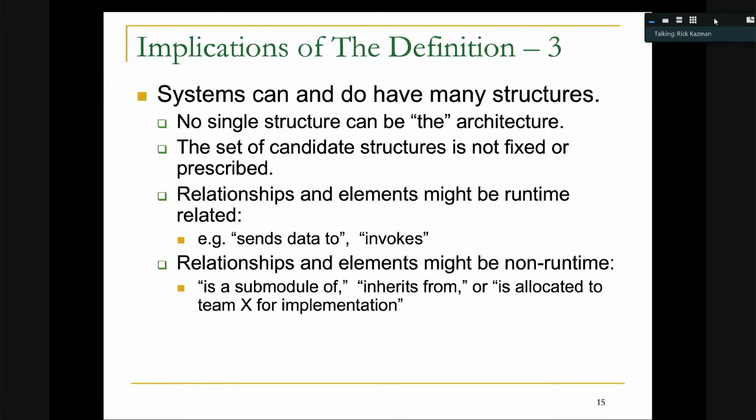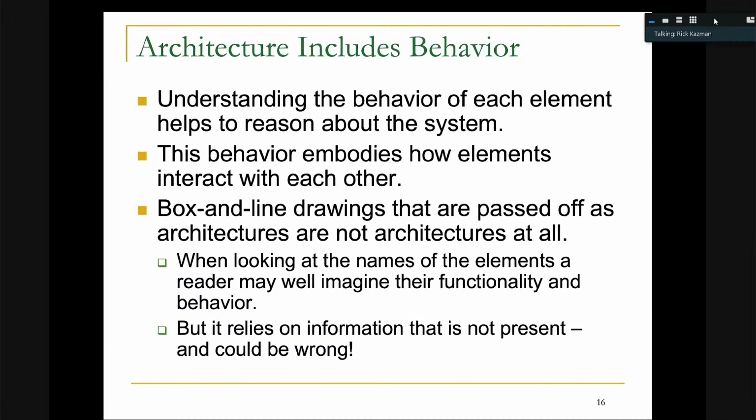The relationships between them may be runtime relationships, A calls B, or they may be non-runtime, A inherits from B, or A depends on B. Also, architecture includes behavior. So it is often the case that you need to understand how elements interact with each other, that aspect of their behavior, something that you would capture perhaps in a sequence diagram, to understand the emergent behavior of the whole system.